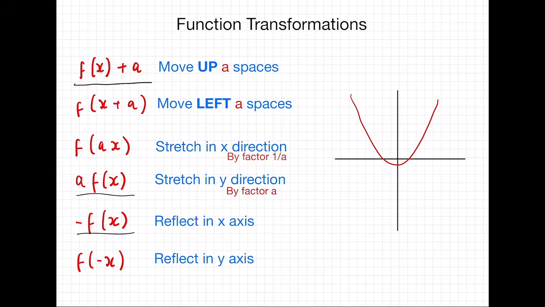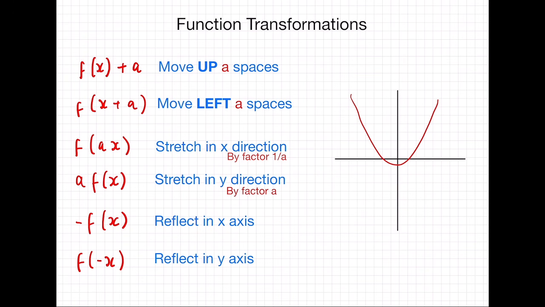So if it's outside and we're adding, it moves up a spaces. If it's a multiple on the outside, we stretch it by that much. And a reflection in the x-axis is technically just a vertical reflection. So it's all relating to vertical movements or y-axis stuff, and it's exactly what you'd expect. So if it's plus 2, you'd move it up 2 spaces.